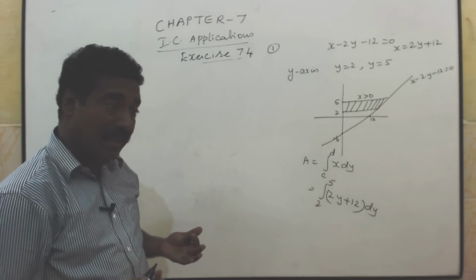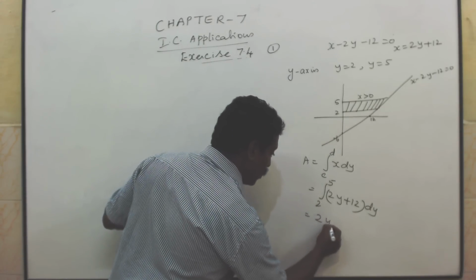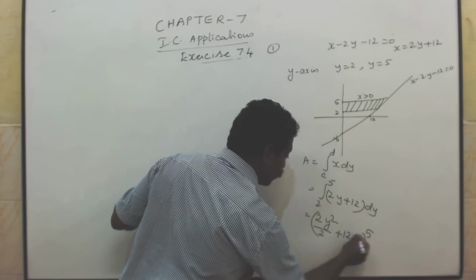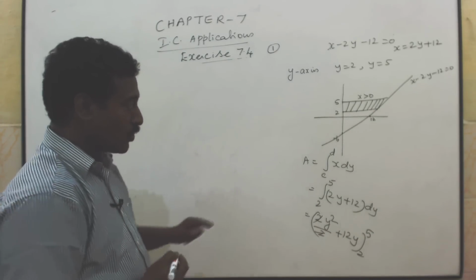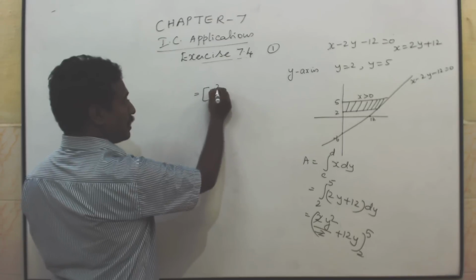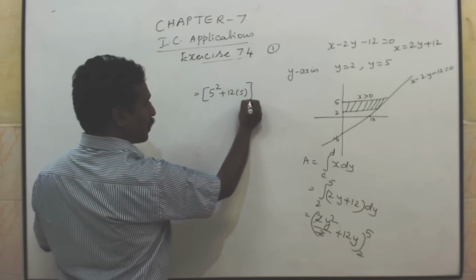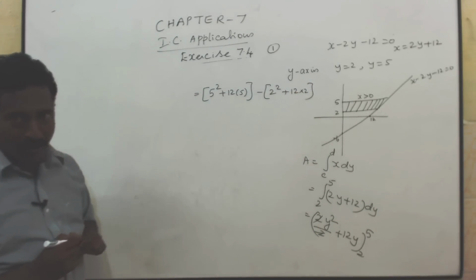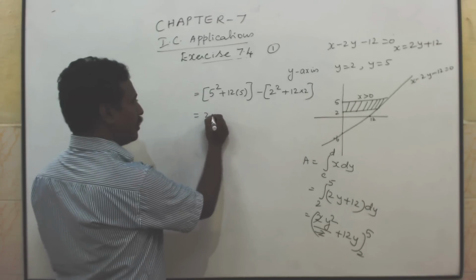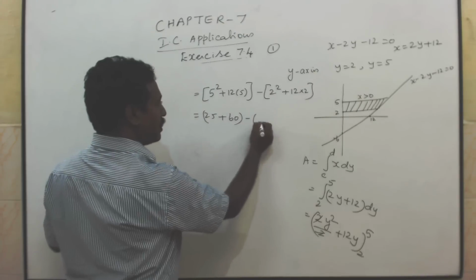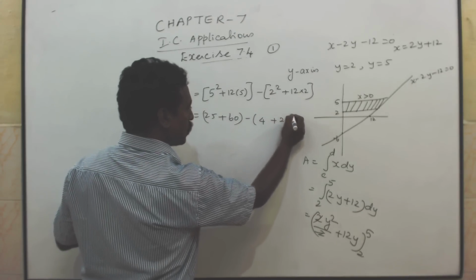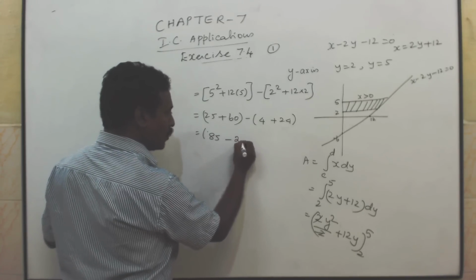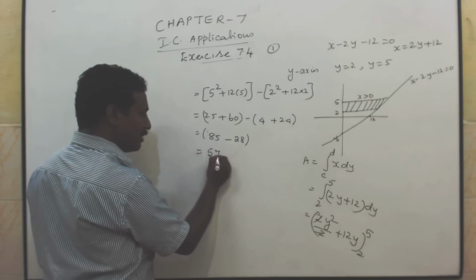Now if you integrate 2y, what do you get? 2y square by 2 plus 12y. Substitute the limit 2 to 5. 5 square is 25, plus 12 into 5 is 60, minus 4 plus 24. 25 plus 60 is 85, minus 28, that is 57.